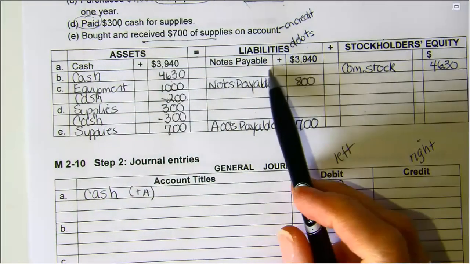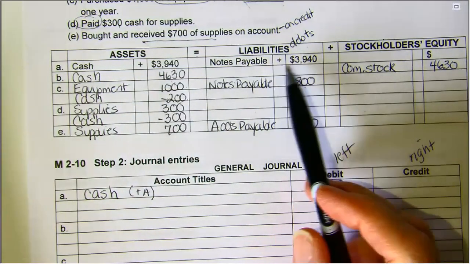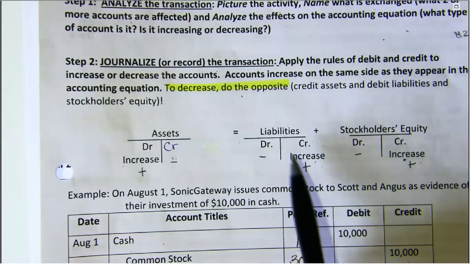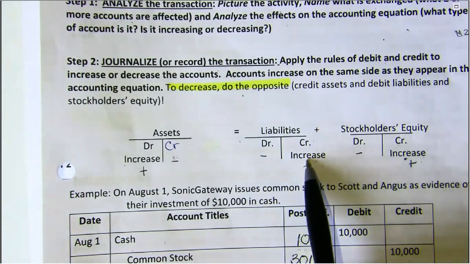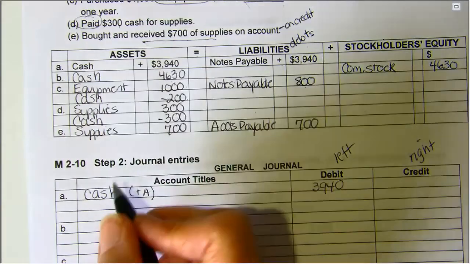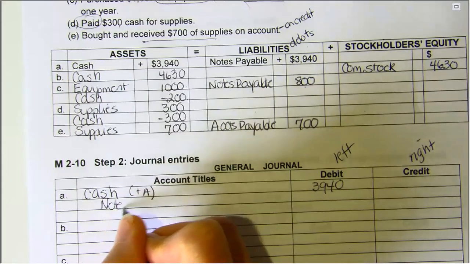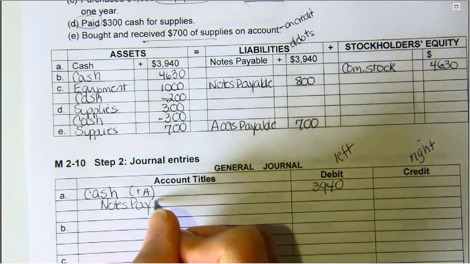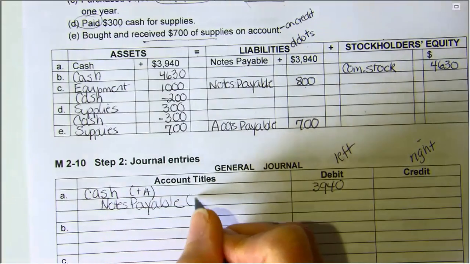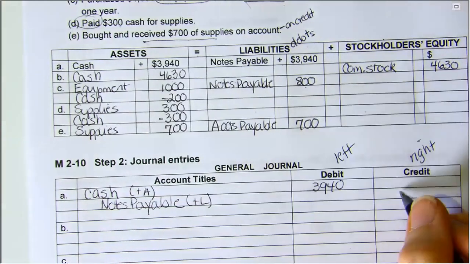Then we're going to go to notes payable and increase that. Notes payable is a liability. To increase liabilities, we credit. So that will go on the second one, with the amount in the credit column.